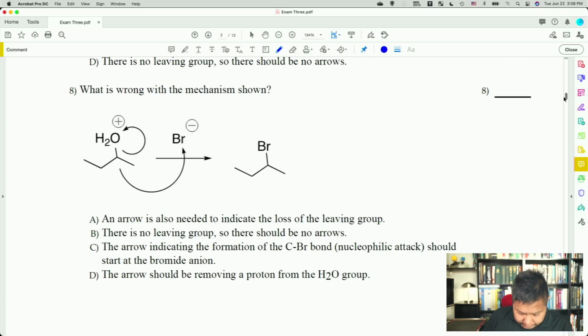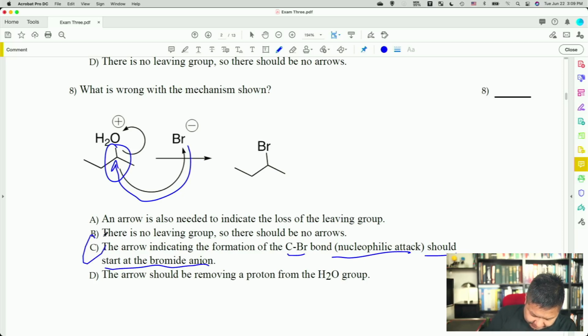Next one is what is wrong with this mechanism? That's really weird. Why is that happening right there? That's just really weird. There shouldn't be any arrows coming from that carbon right there. So in fact the arrow should be going like this. So what letter is that? Let's see, I think it's C. The arrow indicating the formation of the carbon-bromine bond. Nucleophilic attack should start at the bromide ion. Yes, so that's C.